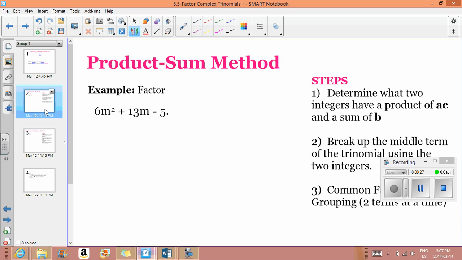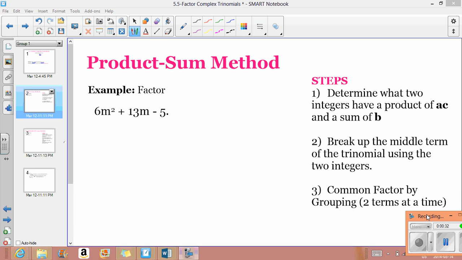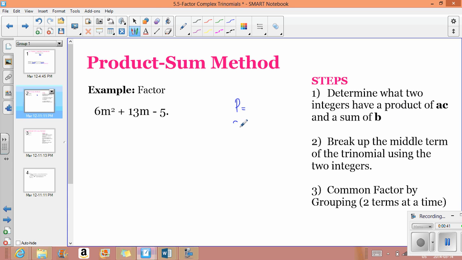So now we can go on to the exciting questions where the a value is not 1. I'm going to show you two different ways. It's your choice, whichever one makes sense the most for you. One is trial and error, and then one is more an algebraic method. The first step is you have to figure out what your product and what your sum numbers would be.